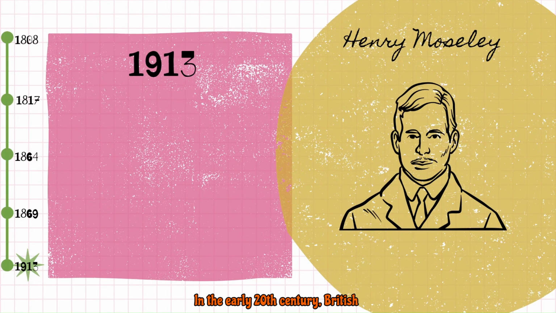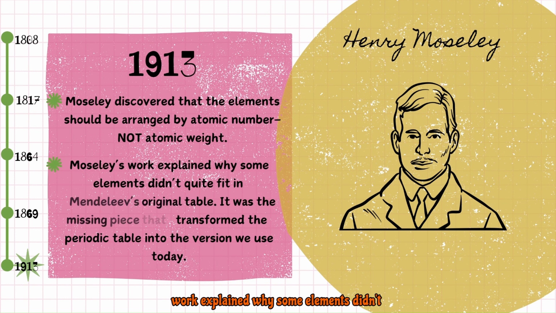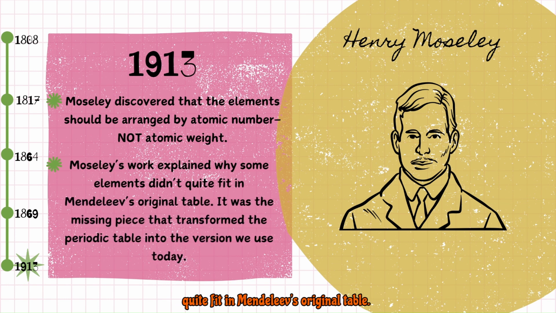In the early 20th century, British physicist Henry Moseley made a critical update. He discovered that the elements should be arranged by atomic number, not atomic weight. This was a game changer. Moseley's work explained why some elements didn't quite fit in Mendeleev's original table. It was the missing piece that transformed the periodic table into the version we use today.